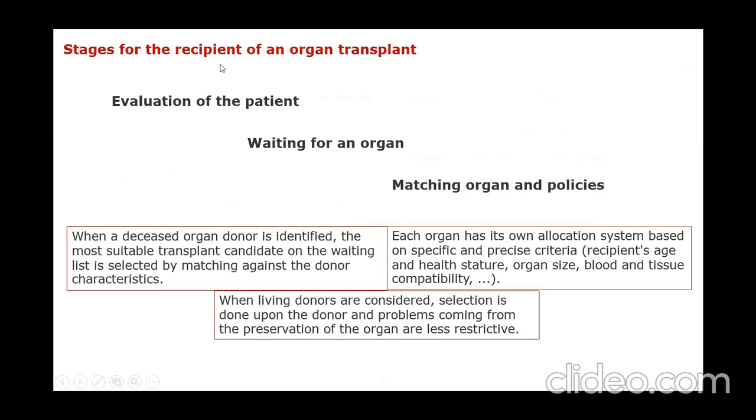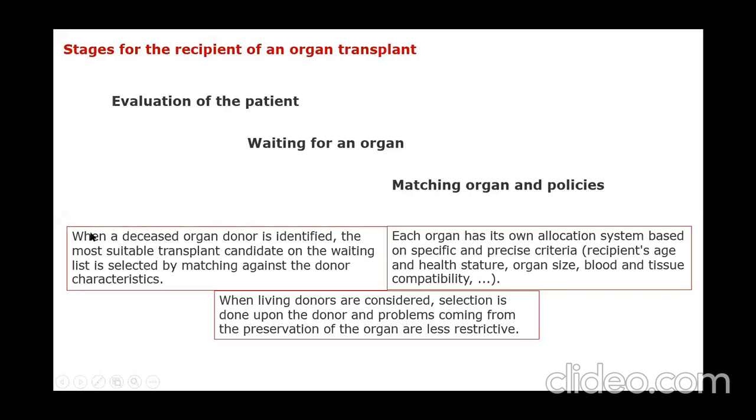So if you take the stages of the recipient of an organ transplant, for example, you go through evaluation of the patient, what his requirements are. You match what he wants: he wants a kidney, he wants a heart, he wants a liver. Then you put him in a database, and you wait for the organ to come up. Then you do a matching process.